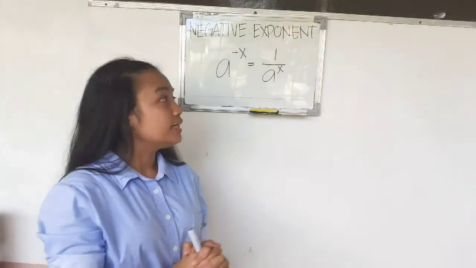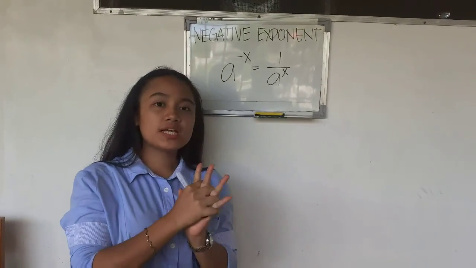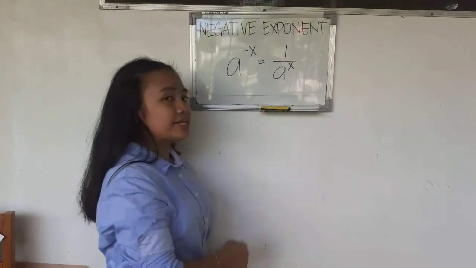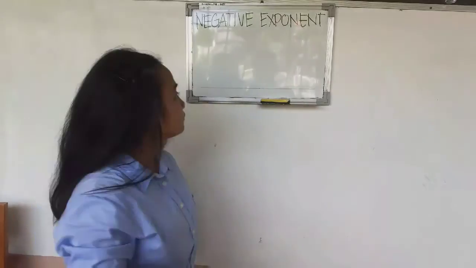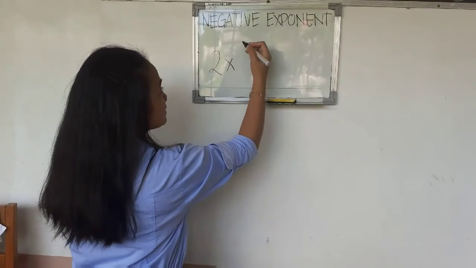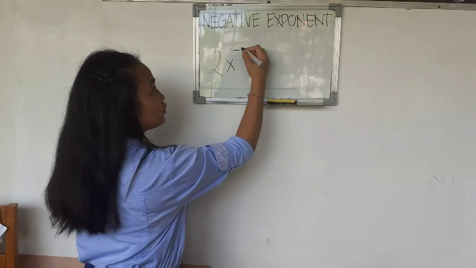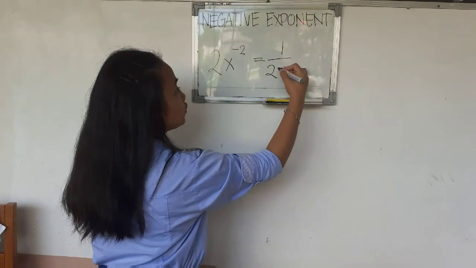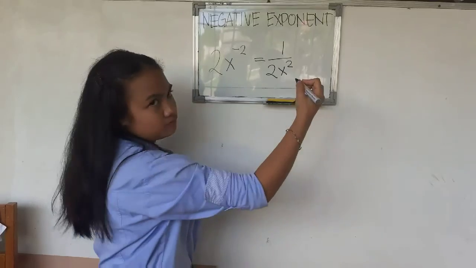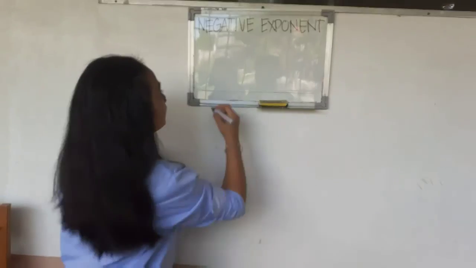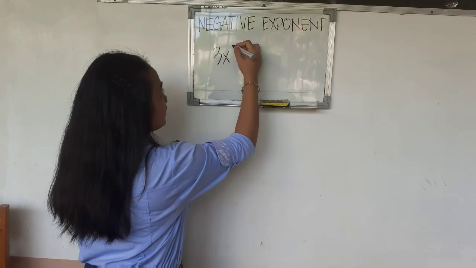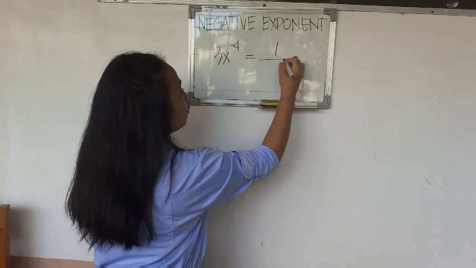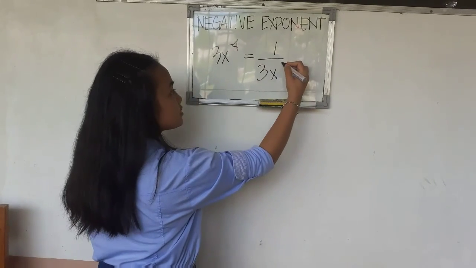For the seventh rule, the negative exponent, we just need to get the reciprocal of this expression, which is 1 over a raised to x. Example, 2x raised to the power of negative 2 will give you the answer of 1 over 2x squared. For example, 3x raised to the power of negative 4 will give you the answer of 1 over 3x raised to the power of 4.